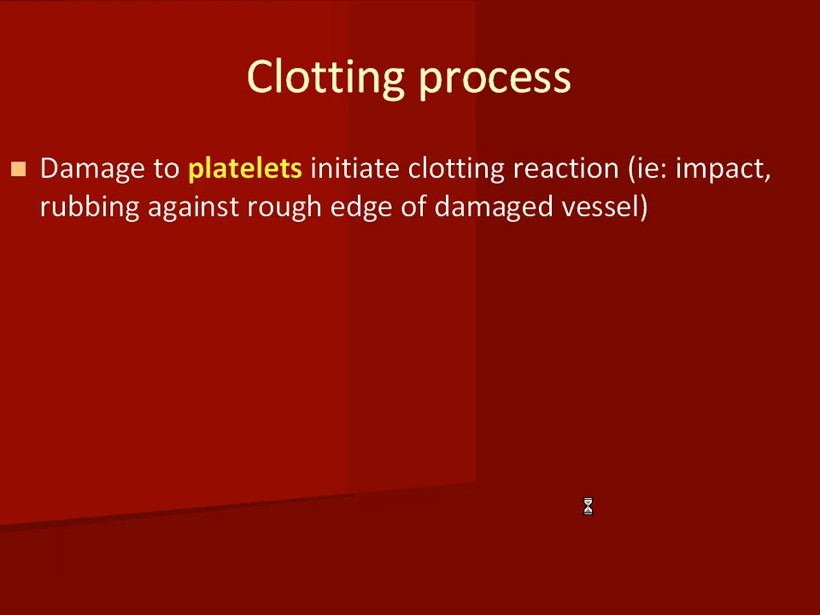So here it is. You damage a vessel, right? Let's go with something nice like a paper cut. What happens is your blood starts leaving the blood vessel, and as you hit the rough edges of that paper cut, the platelets are damaged. You can see here, impact rubbing against the rough edge of the damaged vessel, and that's going to initiate the whole clotting process. So it's actually the rough edge of the cut that starts the blood clotting.